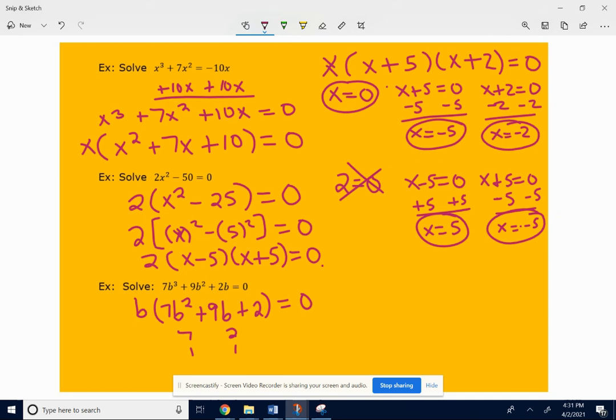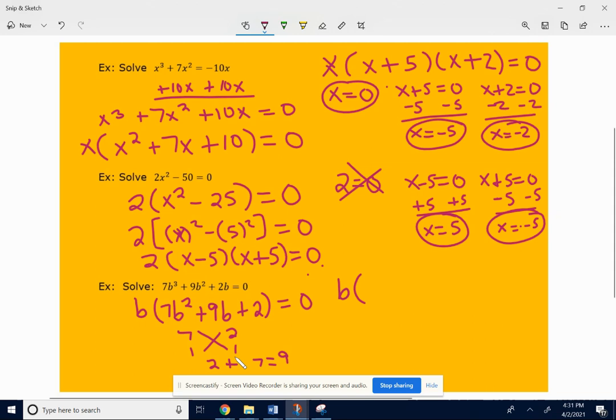I think I may have been really lucky and got this right away. Let's see. Take 7 times 1 is 7. Take 2 times 1, which is 2. If I add those up, I do get the number in front of the middle term, the positive 9. I did it. We were lucky. So keep the b. This trinomial is going to turn into a 7b plus 2 and a 1b plus 1.